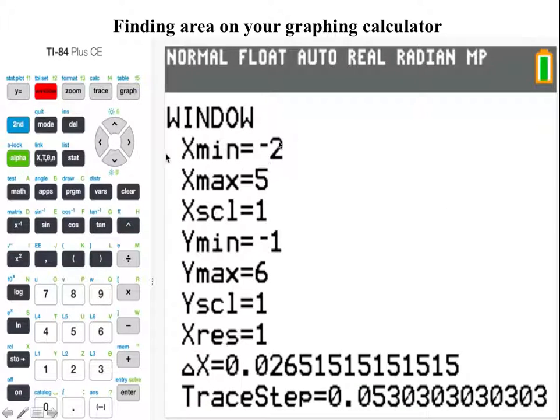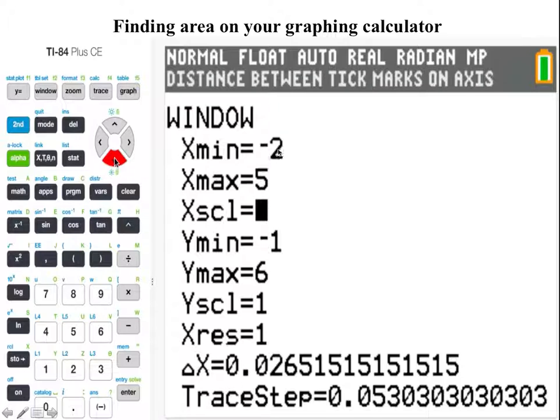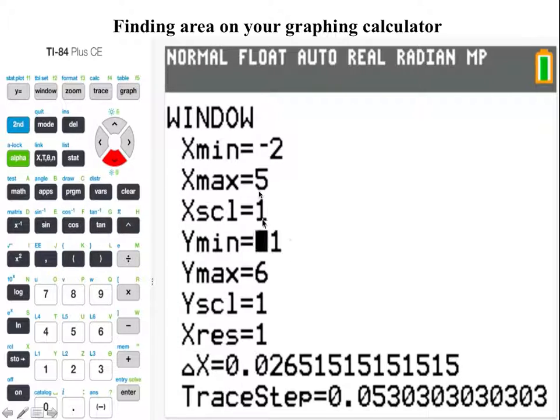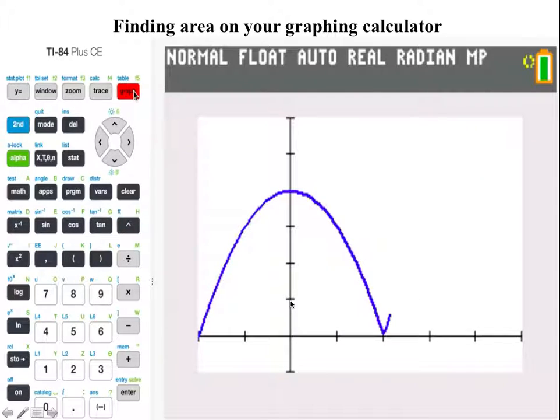Now I'm going to set up the window so that I'm in the domain. So my domain is 0 to 3. I graphed from -2 to 5. I don't need the fourth quadrant, so I started at -1. I'm going to go out to 6. And I'm going to go ahead and graph this. And so there's the absolute value, just like it's showing on the screen. And so we need this region and this region.